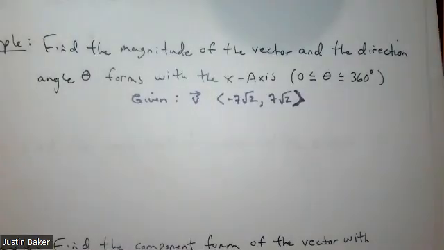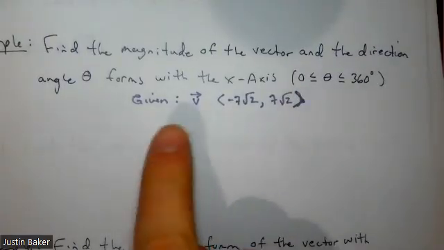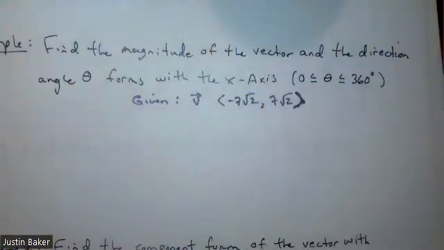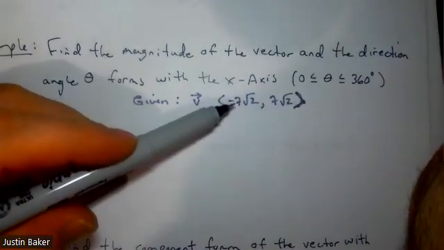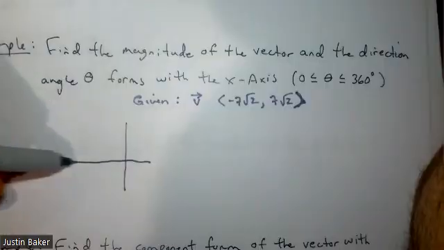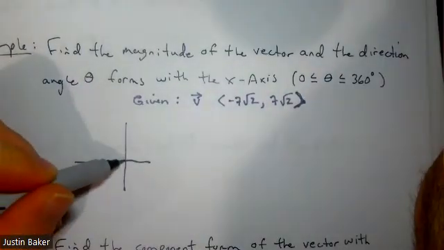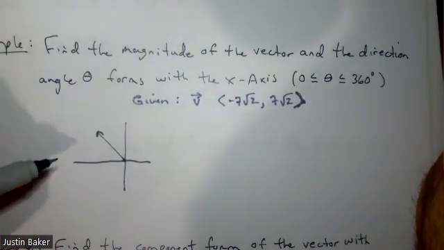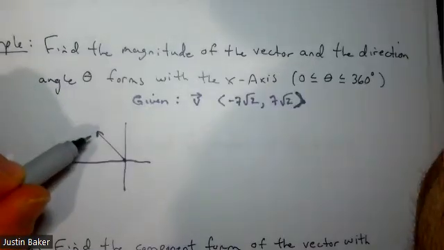Okay, find the magnitude of the vector and the direction, the angle theta it forms with the x-axis from 0 to 360, given that vector v has these two pieces. So a sketch might not be the worst idea here to figure out where we're talking about. What do we know here? If the first piece is negative and the second piece is positive, basically what we're talking about is quadrant 2, you would draw an arrow up that way, and that shows the direction.